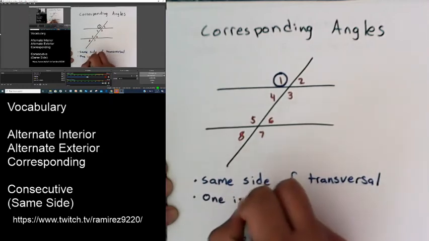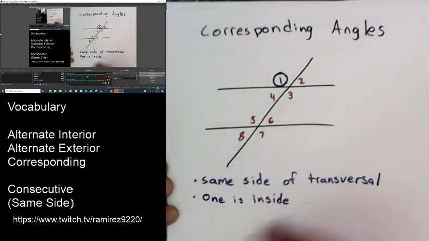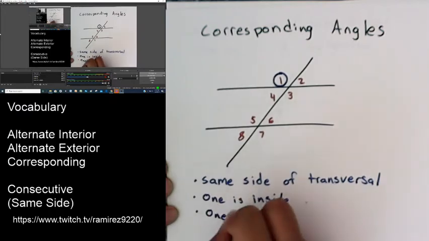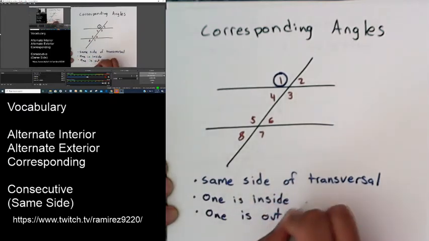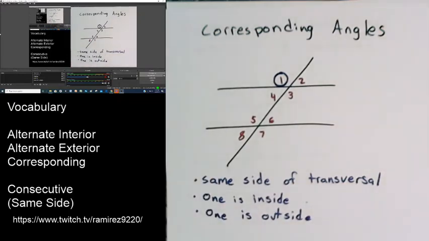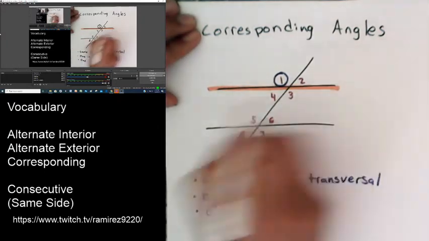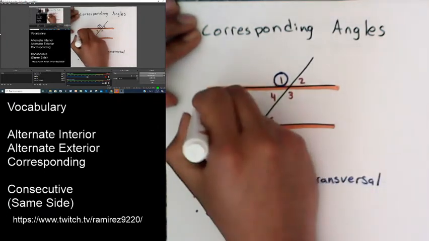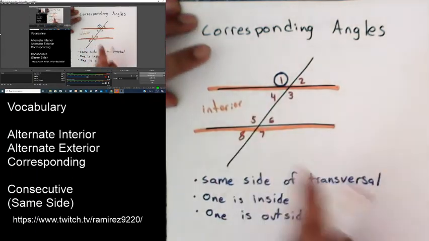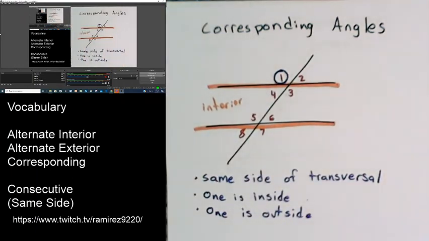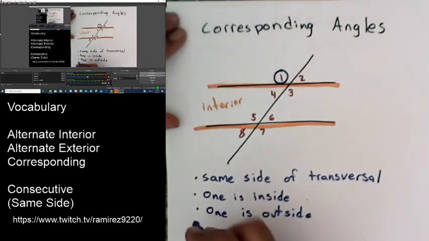One is inside, and the other is outside. Again, inside, interior, outside, exterior. So if I find my interior here, okay, this is my interior. This one right here is outside, so I need to get the one inside. One more little thing I should add, they are not next to each other. Not next to each other.